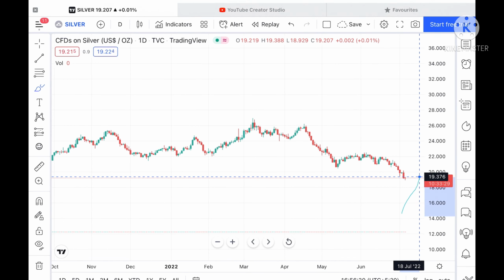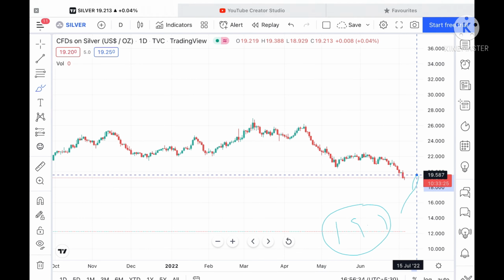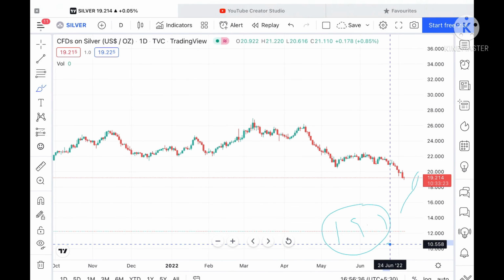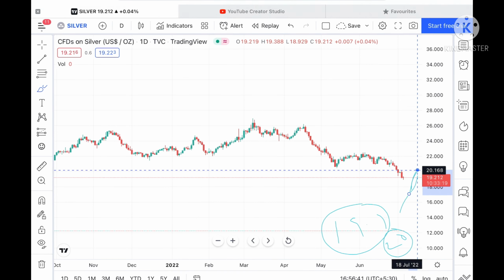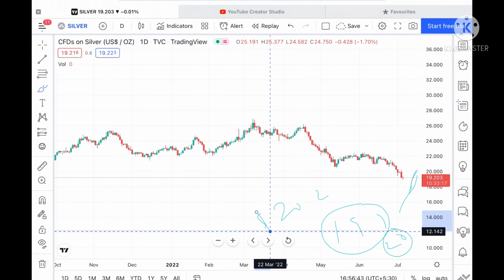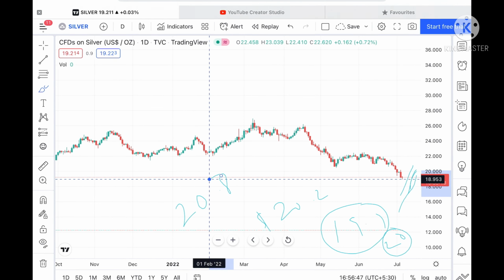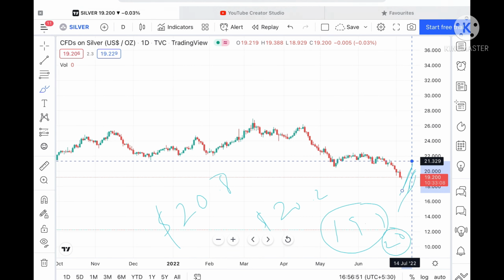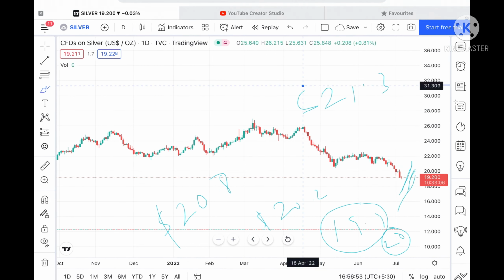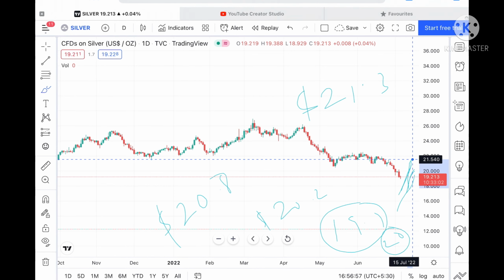See, suppose this particular level sustains, then it can move to a level of $19.4, and if that level goes upside, then it can touch a level of $20. Suppose the price goes above that level, then it can touch a level of $20.2, and from there it can go further upside towards a level of $20.8. Suppose the price goes above that level, then it can go further upside towards a level of $21.3, and from there further high towards a level of $21.540.